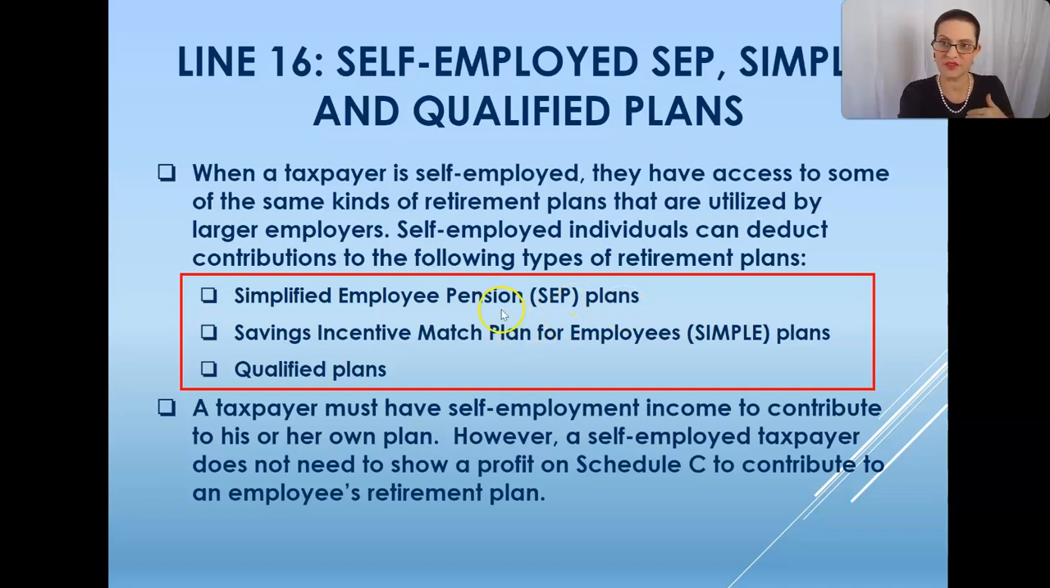And it doesn't have any kind of special reporting requirements. Like you don't have to file a return for the retirement plan itself. And some of these other plans you do. So the simplified employee pension is by far the most popular when you have a self-employed person.